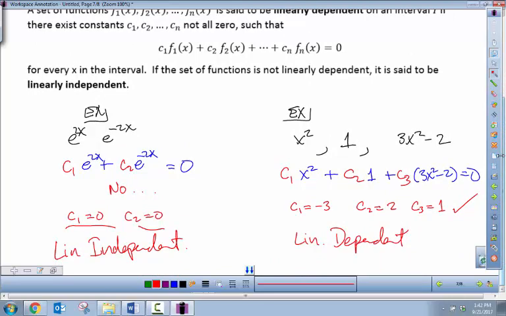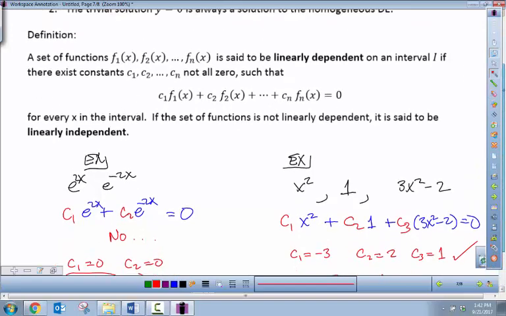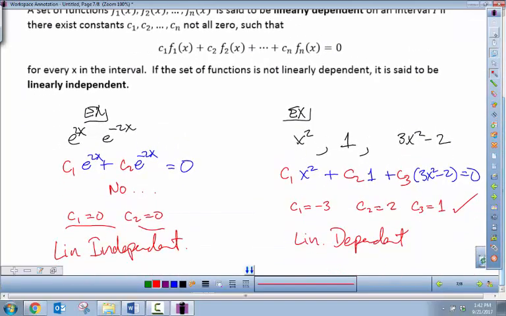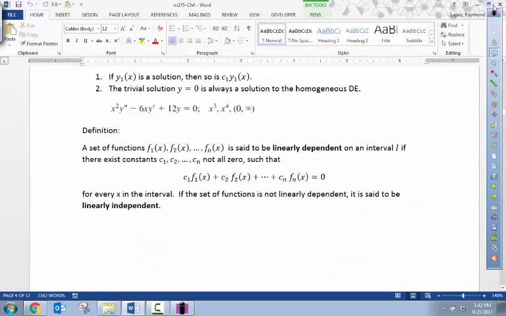Anyways, whenever we're looking for an nth order differential equation, we're going to be actively looking for n linearly independent functions. Okay, let's move on.